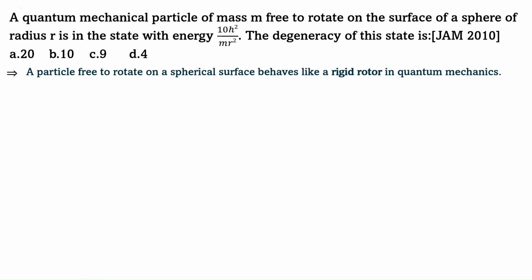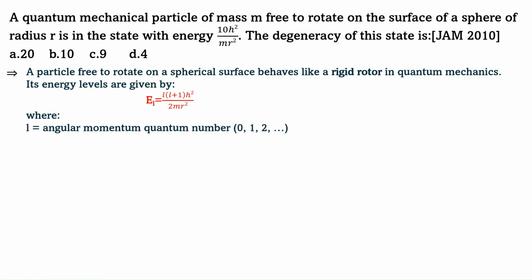Now, a particle free to rotate on a spherical surface behaves like a rigid rotor, which we have already read in our quantum mechanics. Its energy levels are given by E is equal to L into L plus 1 into h square divided by 2 m r square, where L is equal to angular momentum quantum number, 0, 1, 2, h is equal to Planck's constant, m is equal to mass of the particle, r is equal to radius of the sphere.